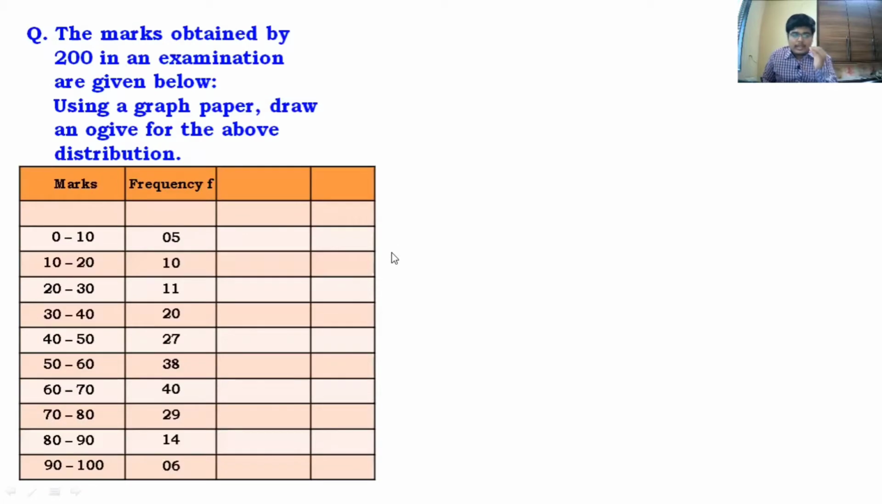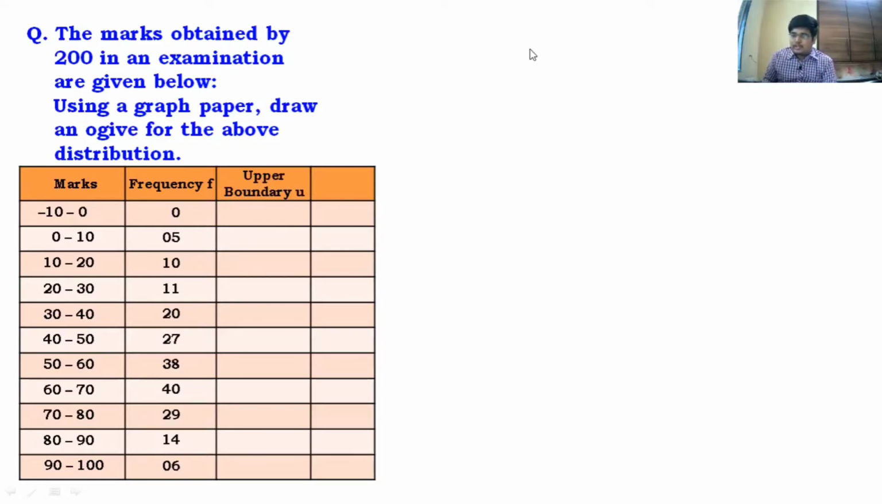First of all, here the class interval is starting from 0 to 10. Before 0 to 10, you have to add one class interval. That class interval which you are adding is going to be of the same class width. So here the class width is 10 because it is 0 to 10. So the class interval will be minus 10 to 0. And because we are adding it, it's not given in the question, the frequency has to be 0.